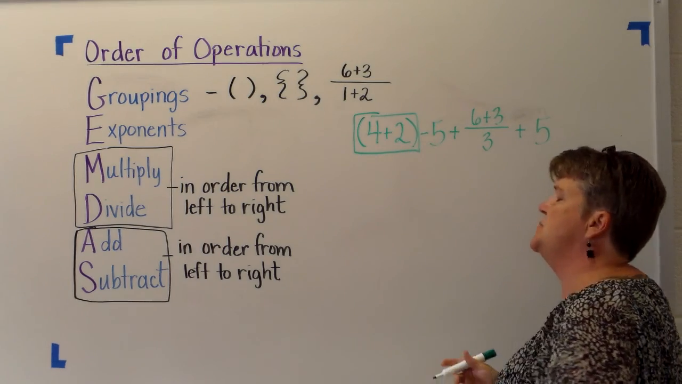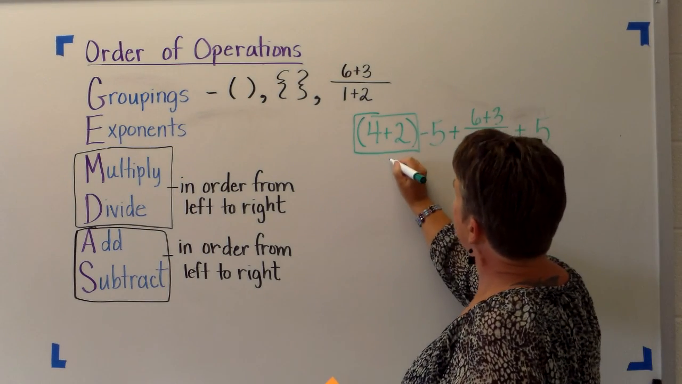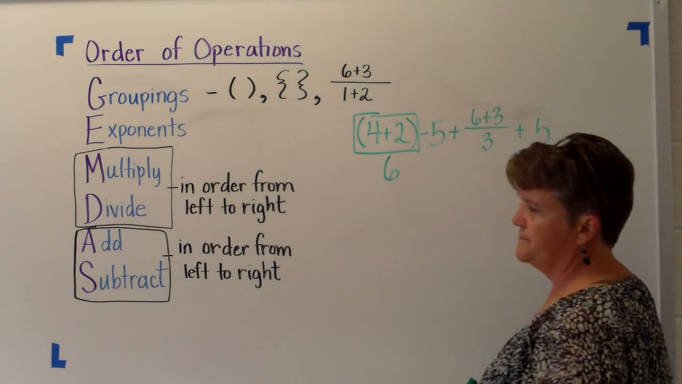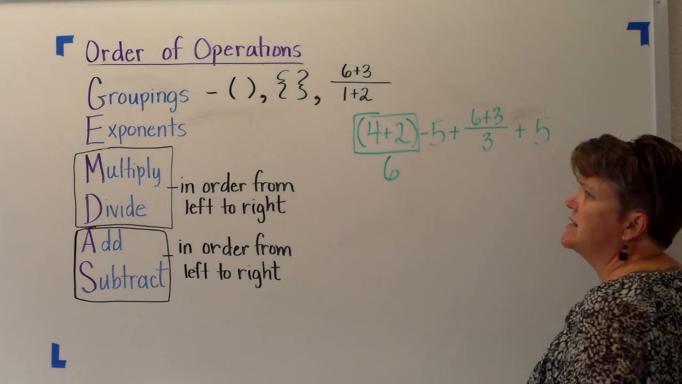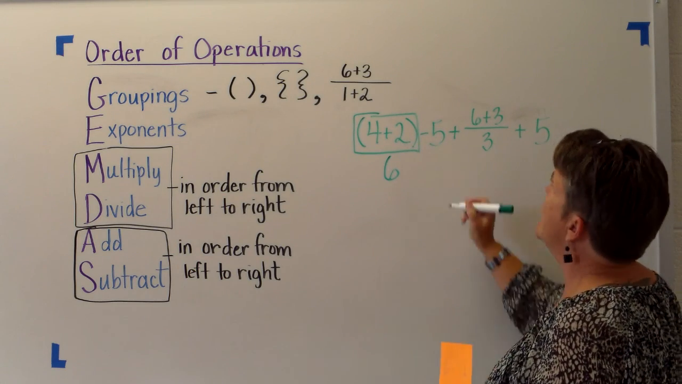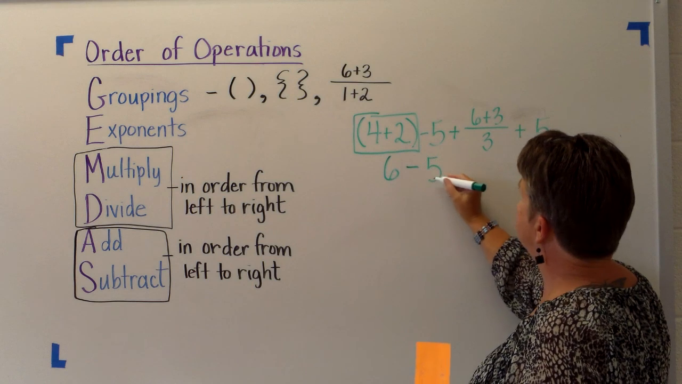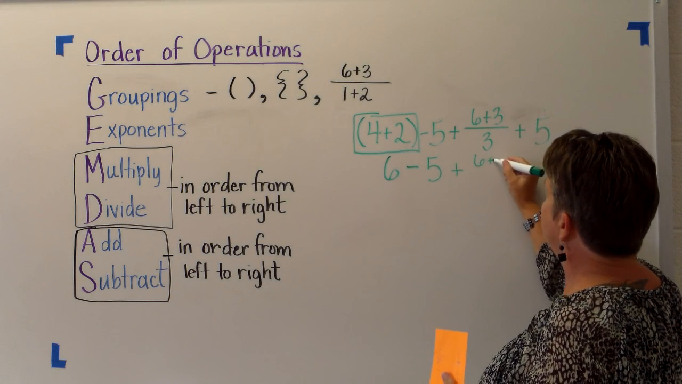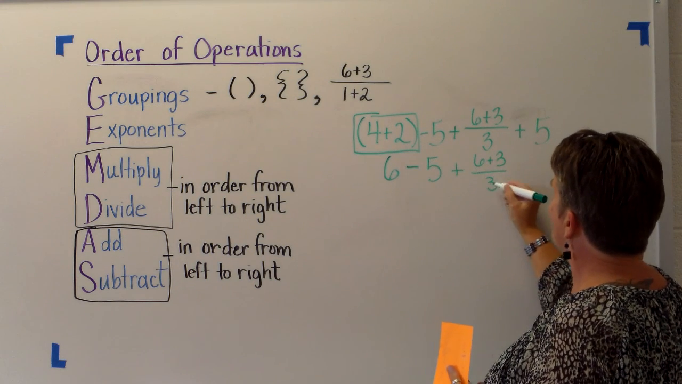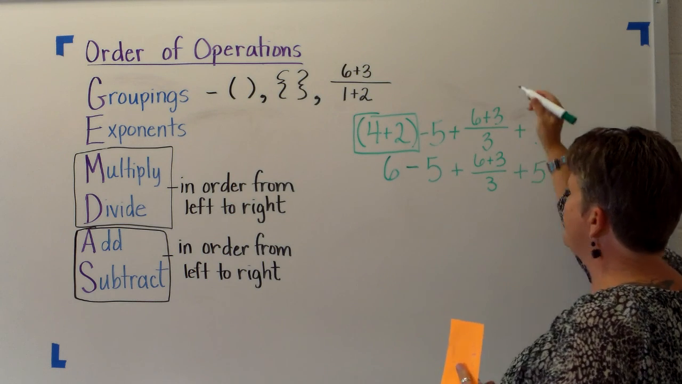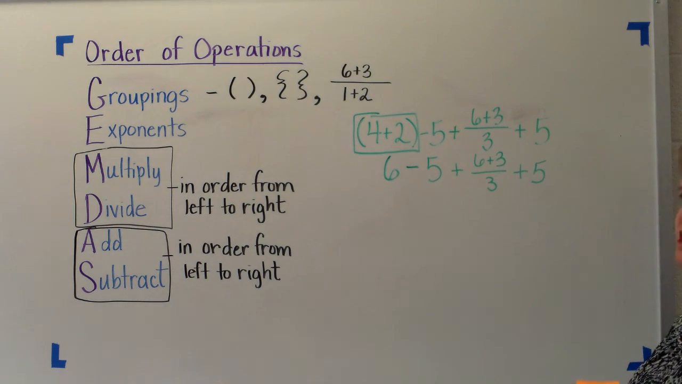In parentheses, we have 4 plus 2. 4 plus 2 is 6. So directly under that box, I'm going to put my answer of 6. Then I am going to copy down the remainder of the problem. Everything else gets copied down just like it was in the problem above it.